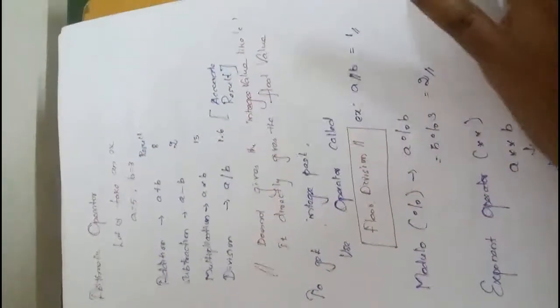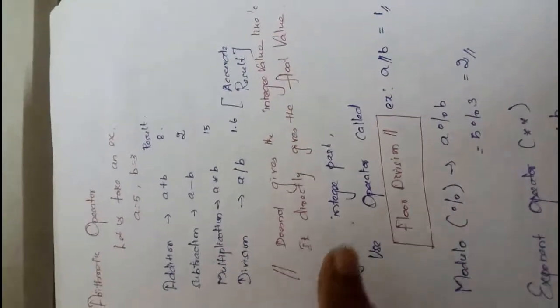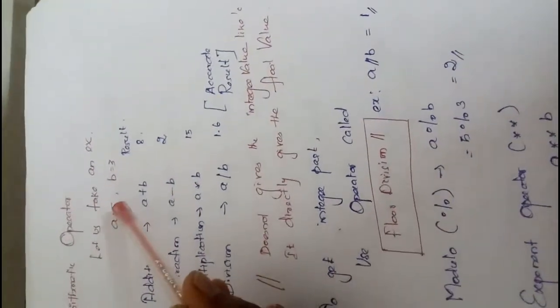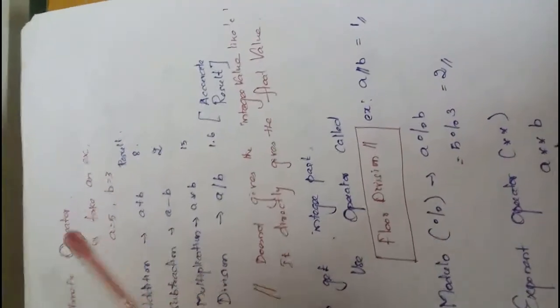Here I have shown an example. First one is arithmetic operators. For example, here a equal to 5, b equal to 3. Here a is a variable, and 5 is a value which is assigned to the variable a. 3 is a value which is assigned to the variable b.